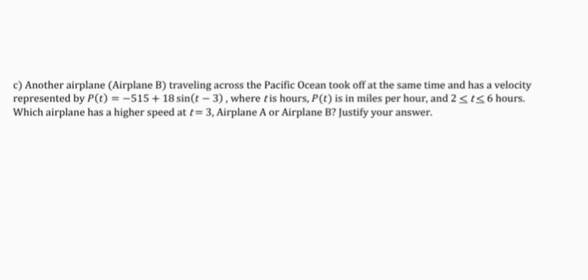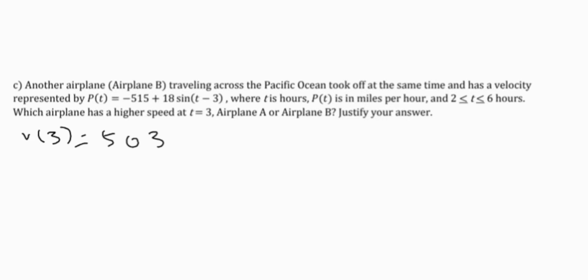Okay, finally we have part C. This question here gives us a function of another airplane, airplane B, and asks us which one has a higher speed at t equals 3. Looking back at the table, we know that v of 3 is equal to 503 miles per hour. So let's just write that out real quick. V of 3 is equal to 503.